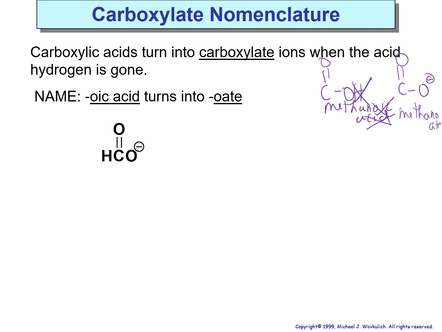We used to have a hydrogen right here, but the hydrogen's gone, and so is the acid part of the name, and it turns into -oate. So it looks like an acid, but oh wait, the hydrogen's gone. So we call it methanoate. Now, that is IUPAC. This is one of the ones you have to know the common name for too, and the common name is formate. It's the formate ion.